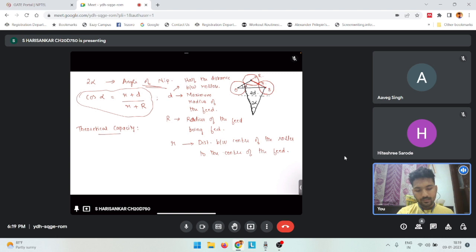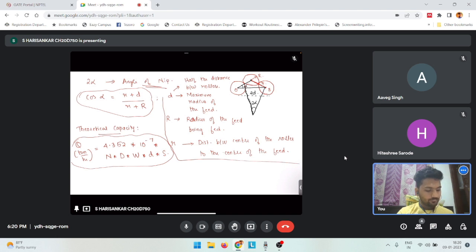So the theoretical capacity, you can define it as theta in tons per hour, that is equal to 4.352 into 10 raised to minus 7 into N into D into W into small d into S. So this is another relationship that you can use to find the theoretical capacity of the roller crusher in terms of tons per hour.